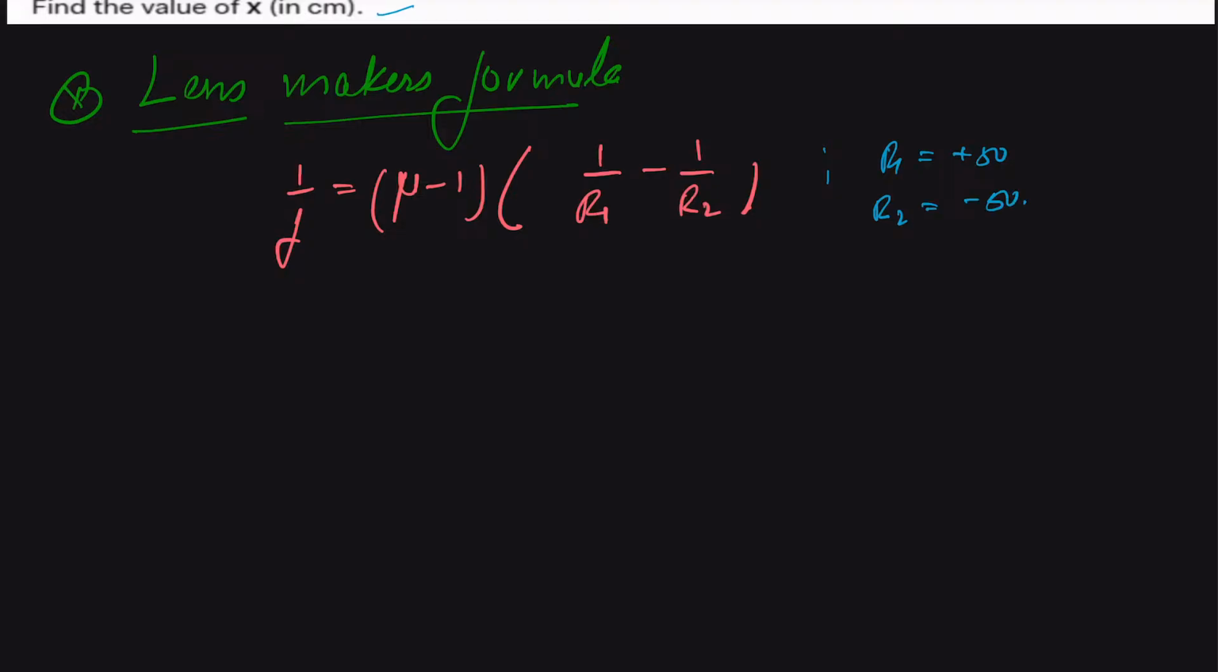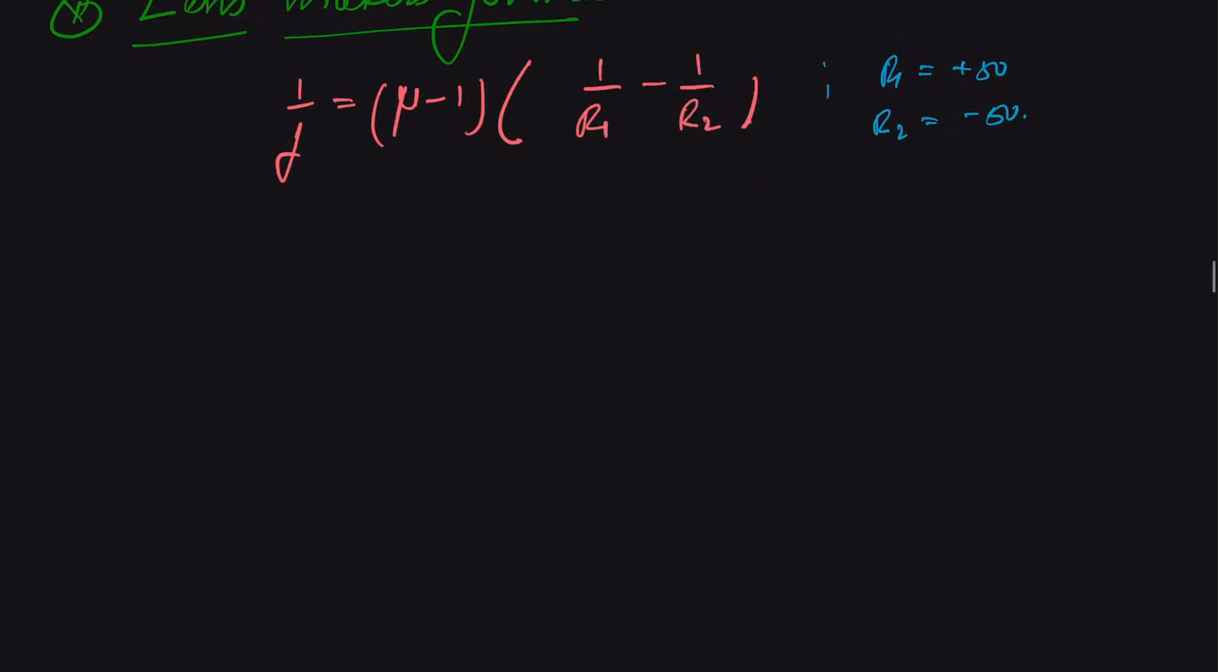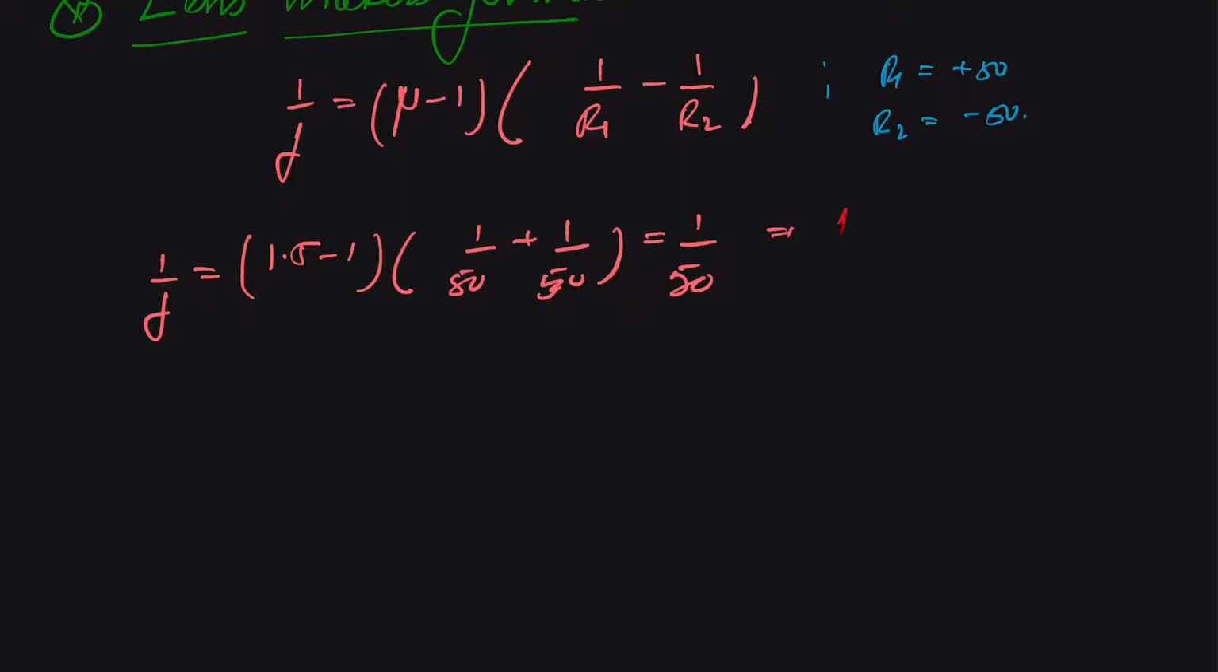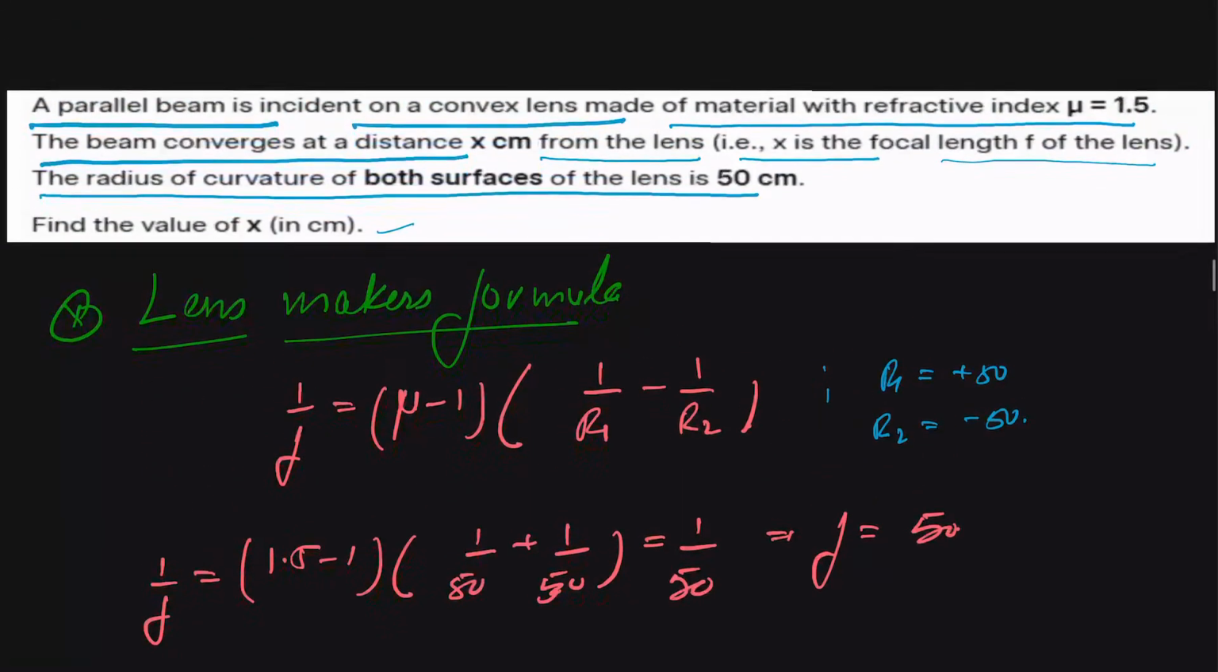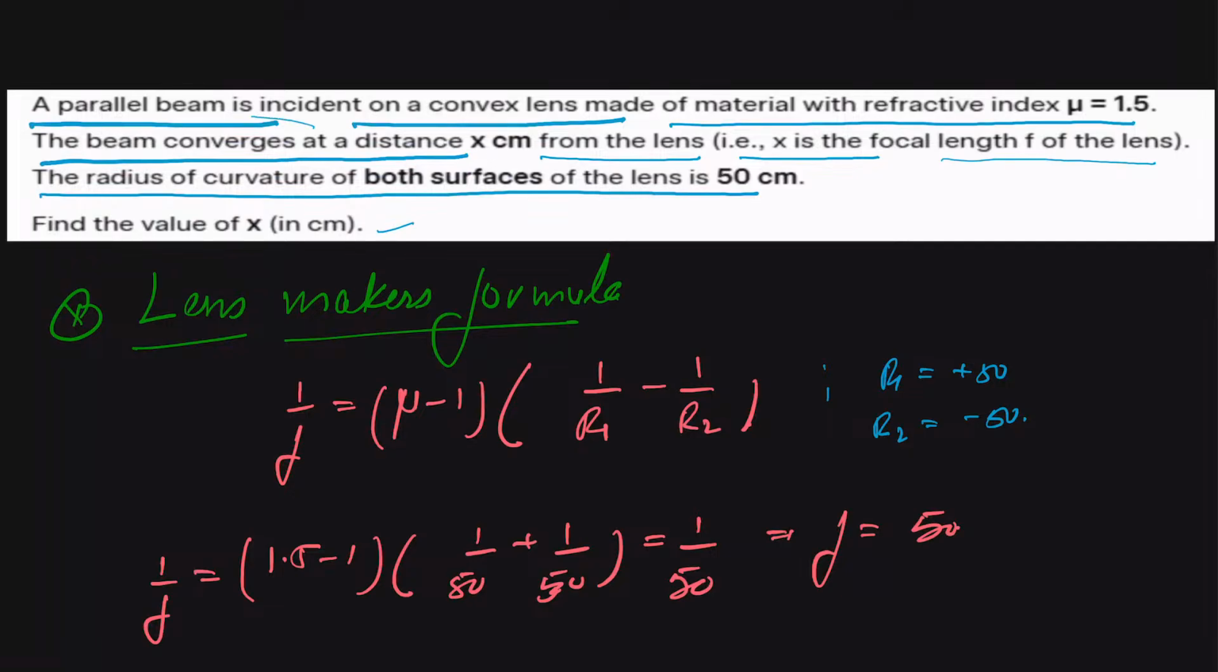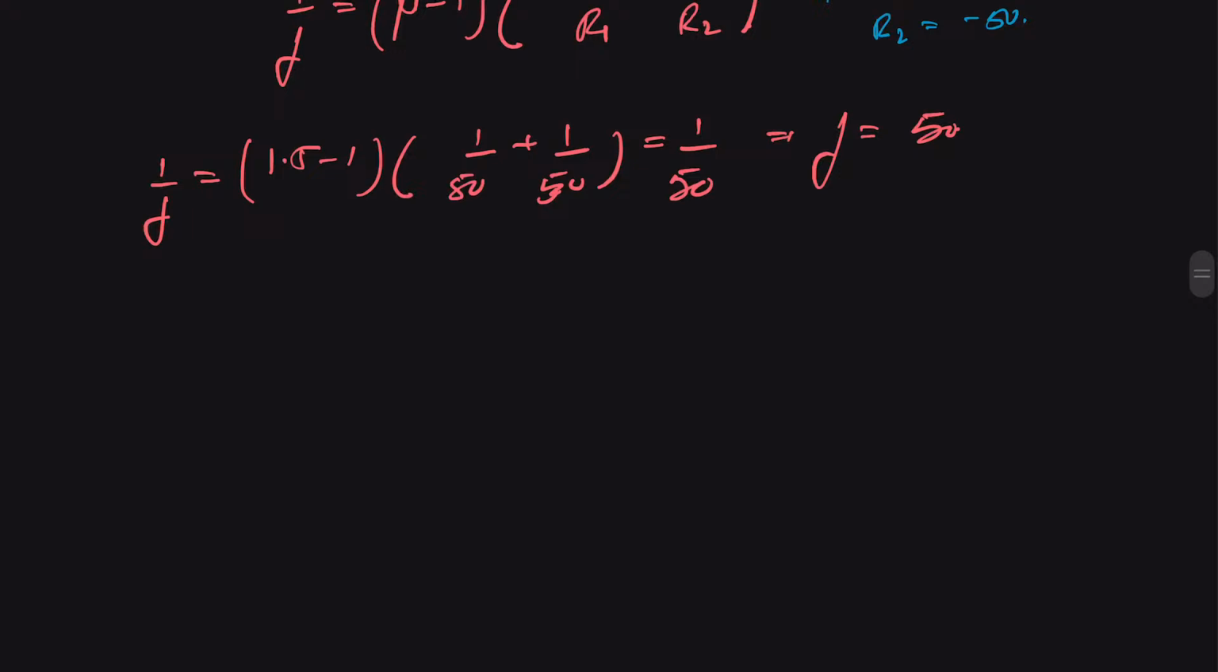Mu is already known to us, so 1 upon f is equal to 1.5 minus 1 times (1 upon 50 plus 1 upon 50). So we get this is equal to 1 upon 50. Therefore our focal length is equal to 50, and it is given in the question that the beam converges, so convergence is always at the focal length. Therefore we can say this is our value of x.